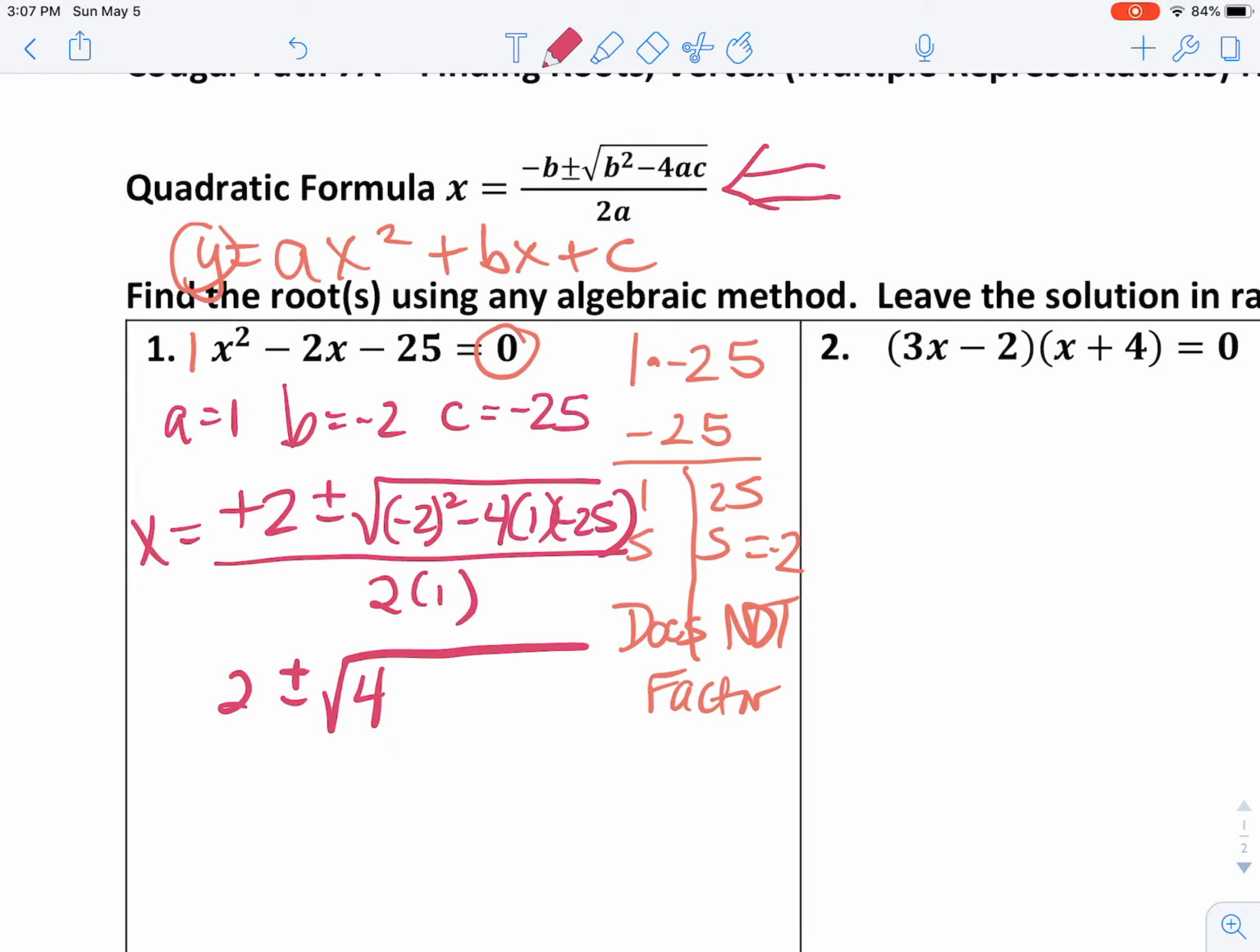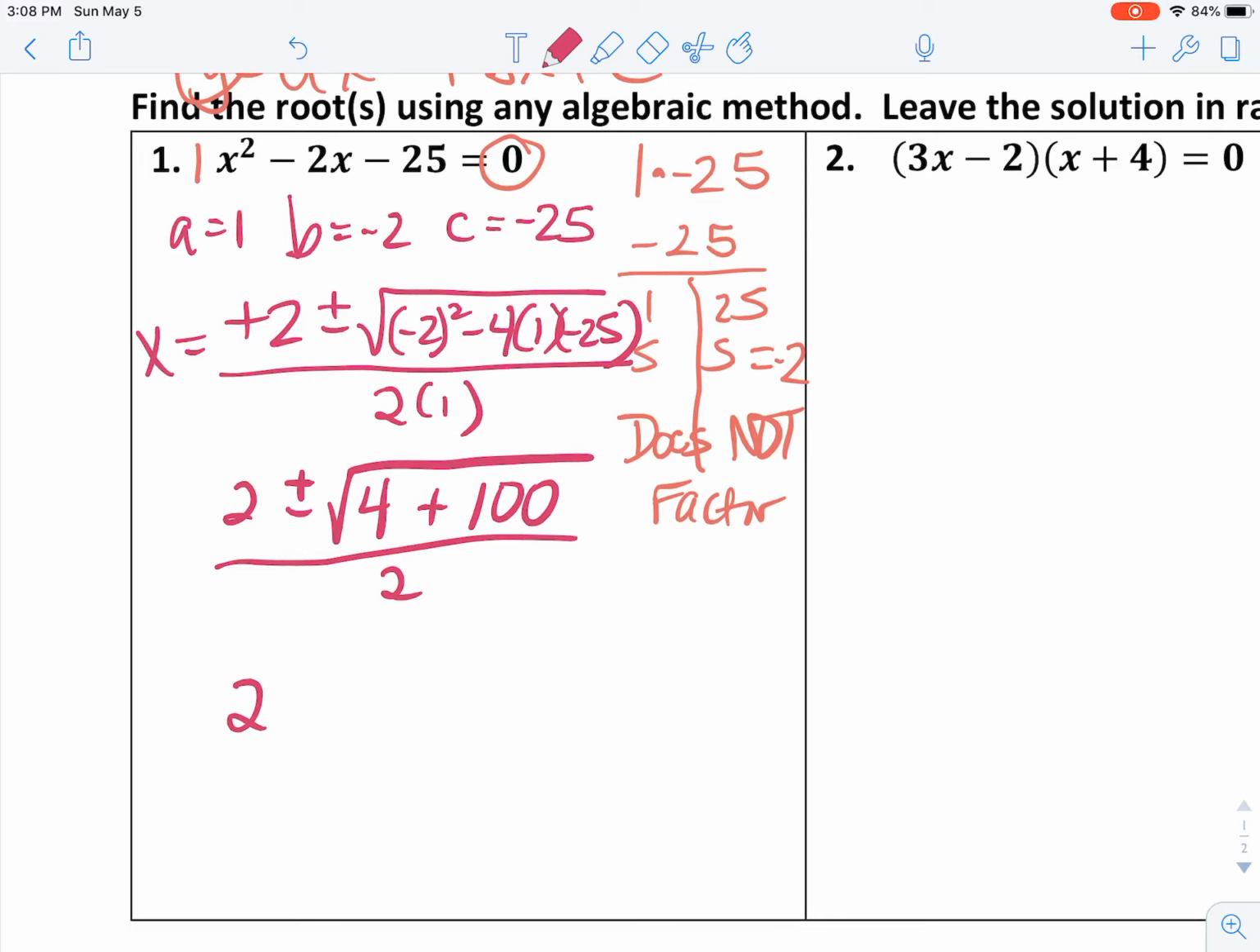Now, if you type negative 2 to the second power in your calculator, it'll give you negative 4. And the reason why is that you probably didn't put parentheses around the negative 2. If you want to put it in your calculator, great, but make sure that you put parentheses around it so the calculator knows to square the whole thing, including the negative. Then we've got negative 4 times 1 times negative 25. This is going to end up being a positive 100. And the whole thing goes over 2.